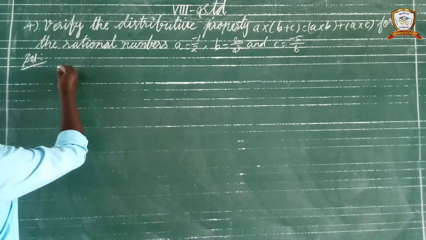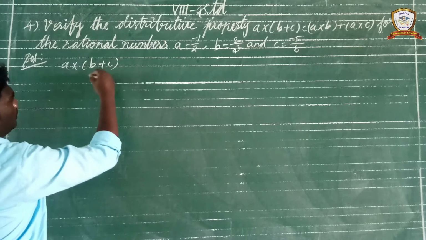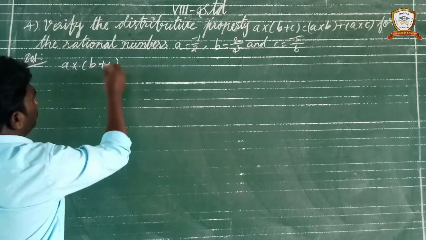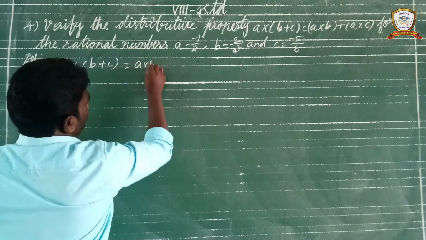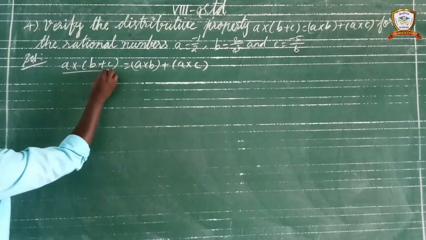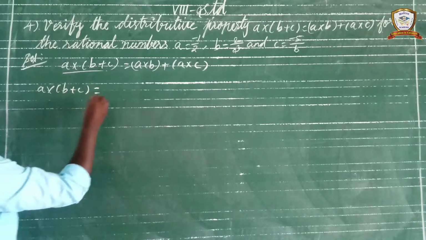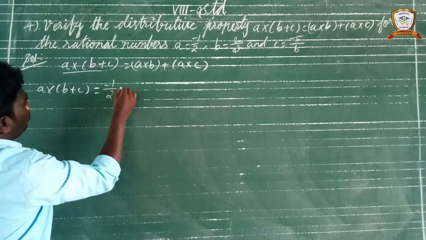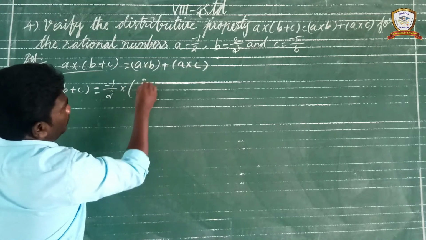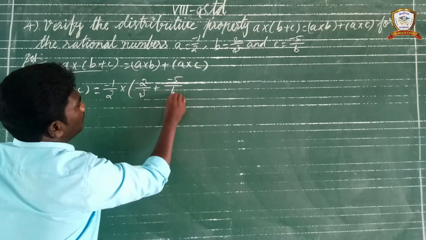Okay, the next step. What's the distributive property? A into b plus c. Distributive property for addition: a into b plus c is equal to a into b plus a into c. First we take LHS. So here a into b plus c is equal to a, minus 1 by 2, into b, 2 by 3, plus c, minus 5 by 6.